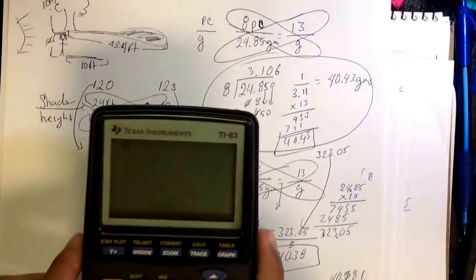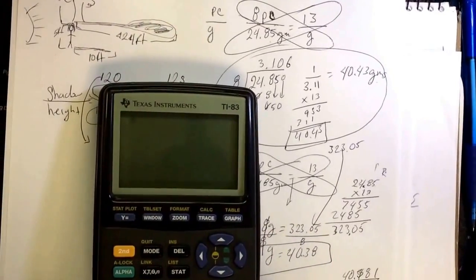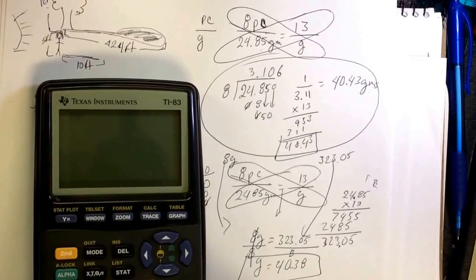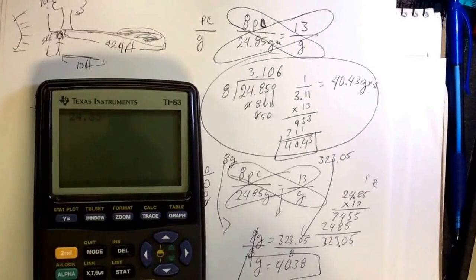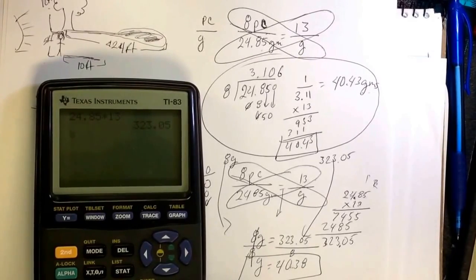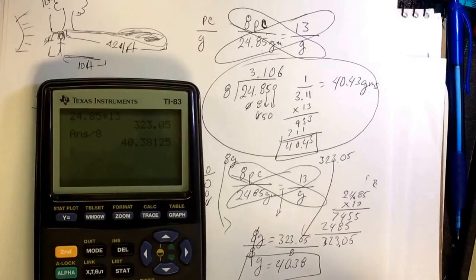All right, so let's see what we have here. We have 2485 times 13, right? Well, it gives me 323,500, right? We divide that by 8, right? What does it give me? 38,125. So that was a closer answer, correct?